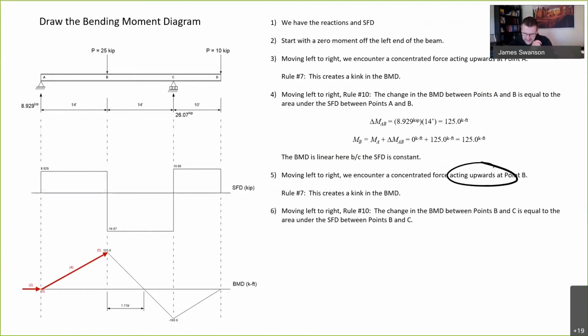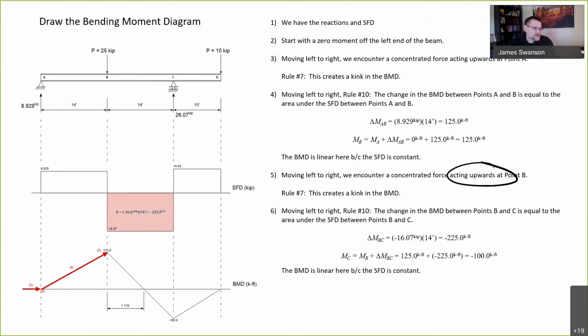Okay, using rule 10, the change in bending moment between points B and C is equal to the area under the shear force diagram between those 2 points. So that area is shaded in there. The area under the shear force diagram between B and C is equal to a negative 16 kips acting over 14 feet. So we go from a moment at B of 125 kip feet to a moment at C equal to 125 minus 225 equals minus 100. So that takes us down to that point. Okay, we're integrating a constant shear force, so we end up with a linear bending moment diagram. Okay, clear the slate.